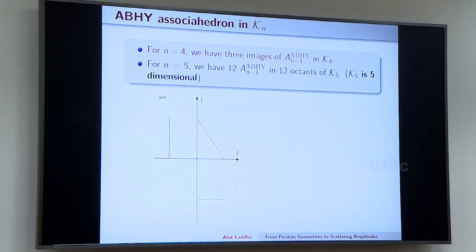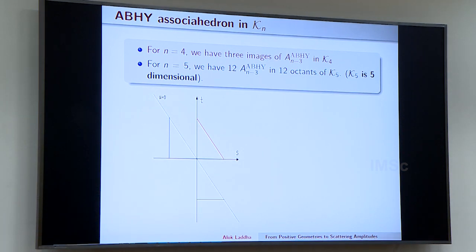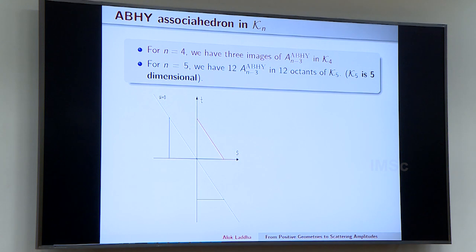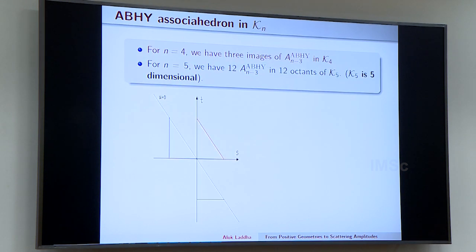So here is what happens if you do this for n equal to 4. You had one ABHY associahedron in the abstract space, which is this line, and if you had used the identity map, then it would give you only that associahedron in the kinematic space. But if you use the three possible maps in G4, sorry, you will get these two more associahedra. In the case of n equal to 5, you get 12 different associahedra that you can draw from these maps. And so now the question is, what do all these quantities give us?